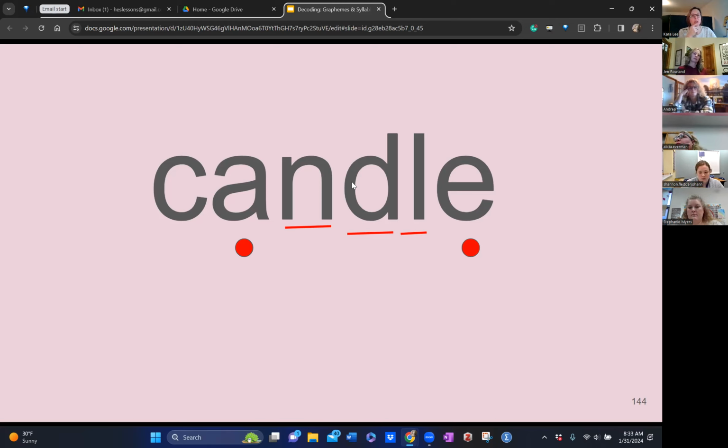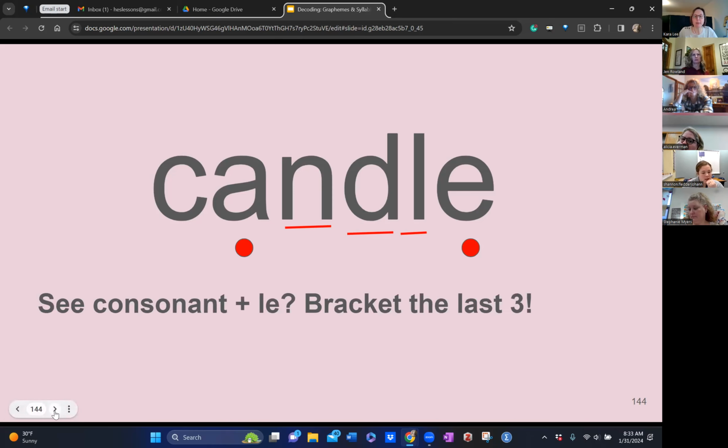Now, here's what I want you to notice, guys. I see a couple of consonants here that usually like to cluster together. An N and a D, right? So here's what we need to make sure our kids understand. There's an overriding division that's going to override that convention. And it's going to be that when I see a consonant LE, I'm going to bracket the last three.